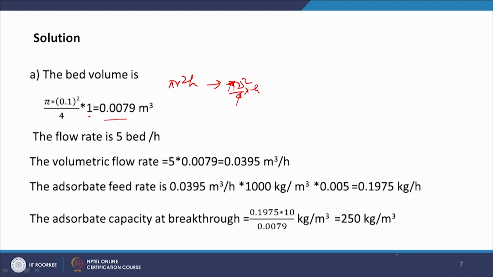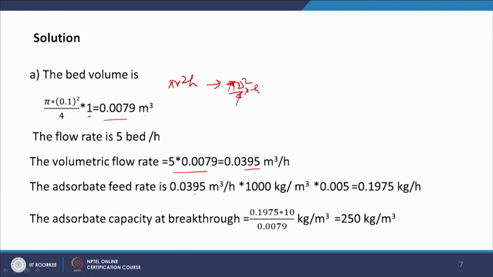Then the flow rate is 5 bed volume per hour. This is our bed volume. So, 5 into 0.0079, that is equal to 0.0395 meter cube per hour. So, now we are getting the flow rate. So, then adsorbate feed rate is equal to how much then?